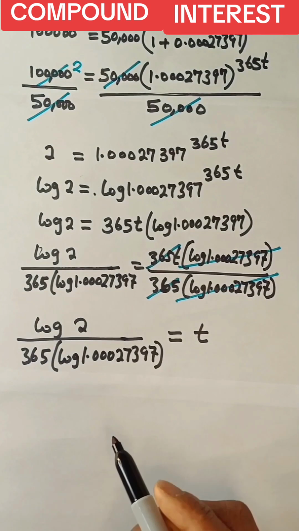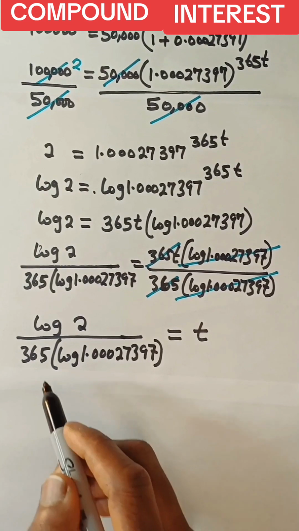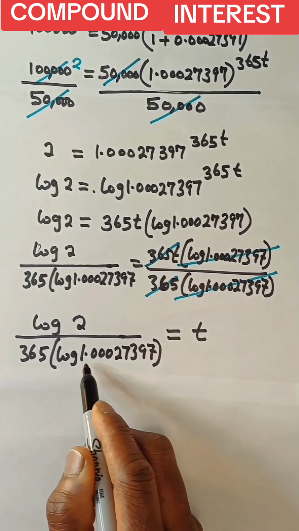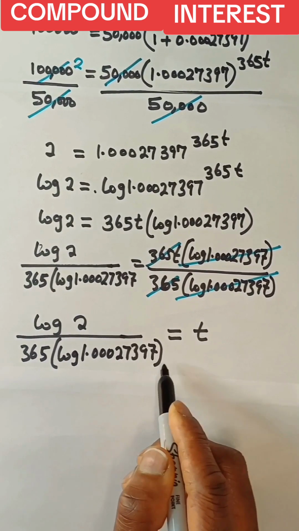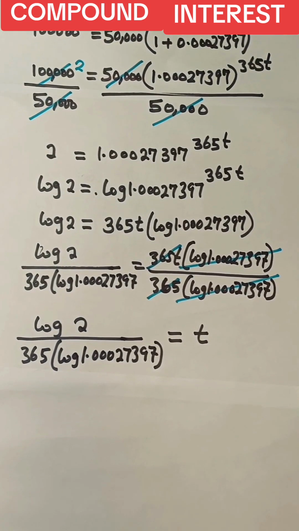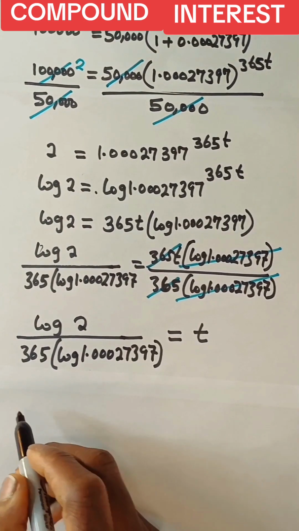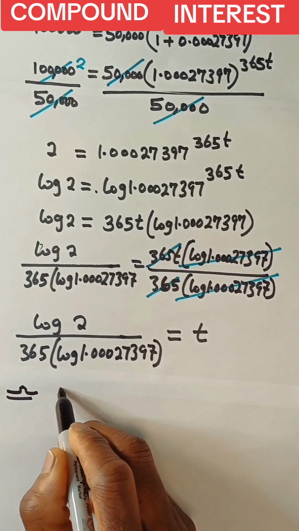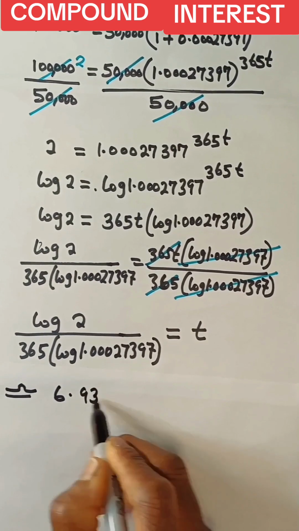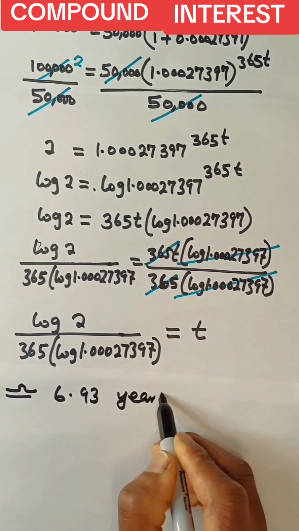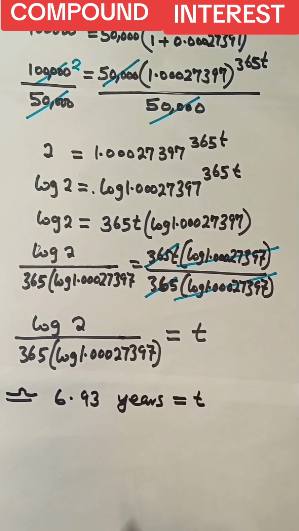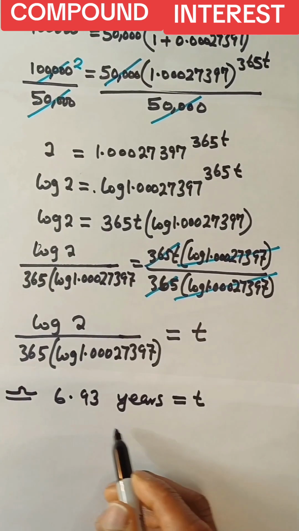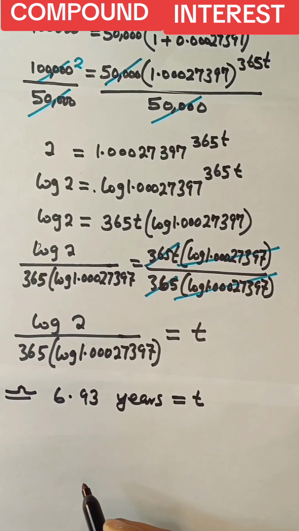If you plug these figures on the left hand side, log 2 divided by 365 times log 1.00027397 in your calculator, you will obtain approximately 6.93 years is equal to T. Okay, you can change this to days by multiplying 6.93 by 365 days.